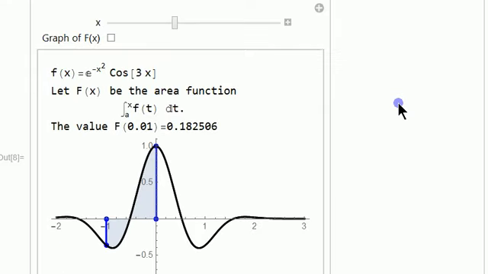Now let's take a look at this example. The function we're looking at, this f of x, is e to the negative x squared times cosine of 3x. And we're considering this definite integral, called the area function. This is the value of the definite integral. This base value a is to be fixed to be -1 in this entire discussion. That a value never changes, always -1.